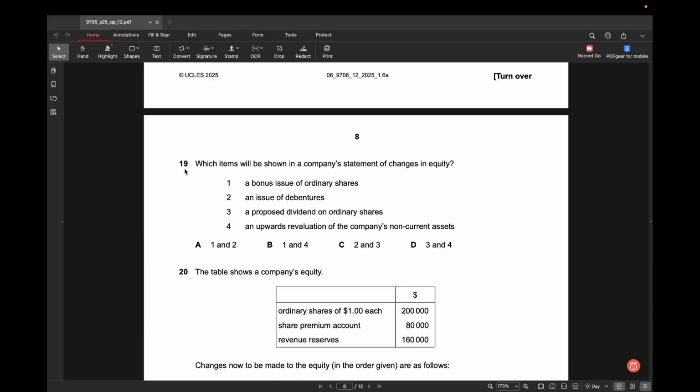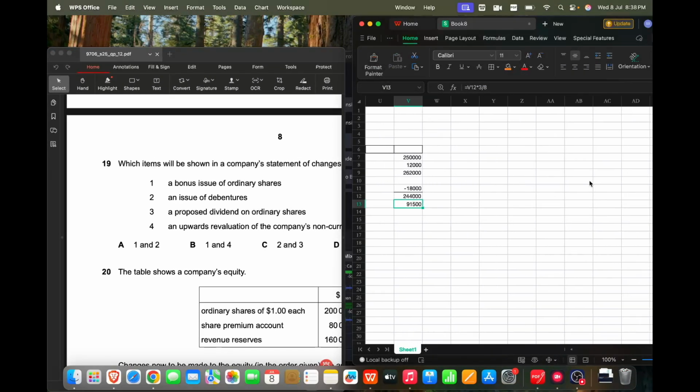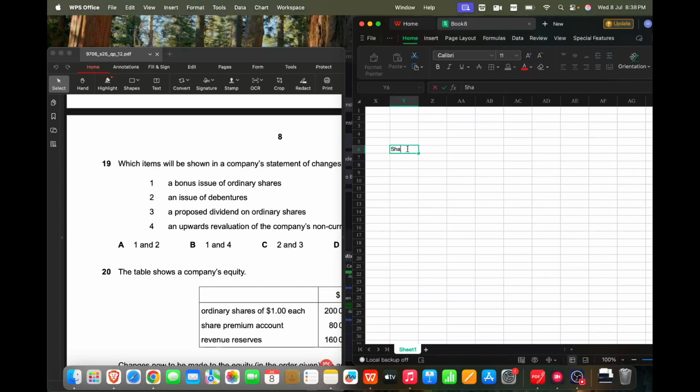Question 19. Which item will be shown in the company's statement of changes in equity? When you prepare a statement of changes in equity, what are the things that you'll write? If you remember the format in the statement of changes in equity, we write down shares or ordinary share. Let me just write down shares. Then we'll write down capital reserve.